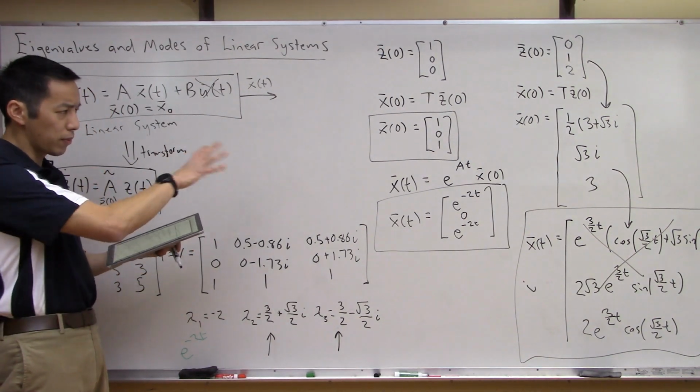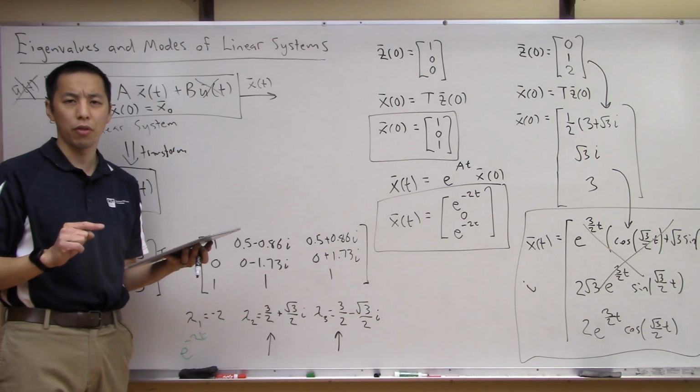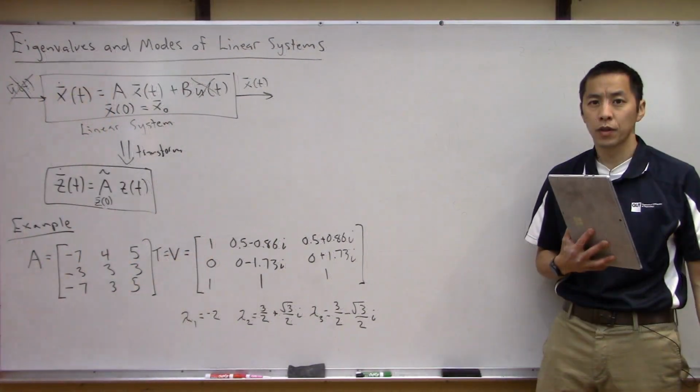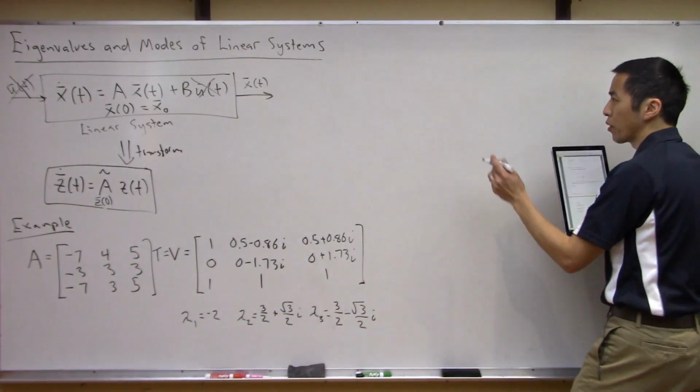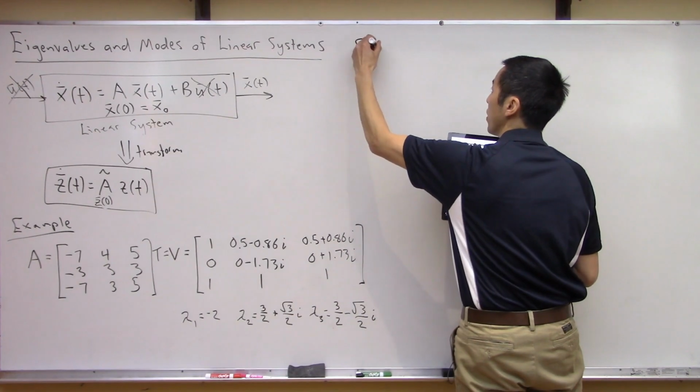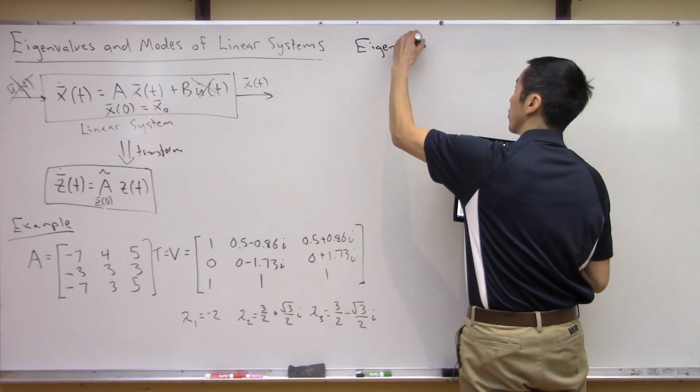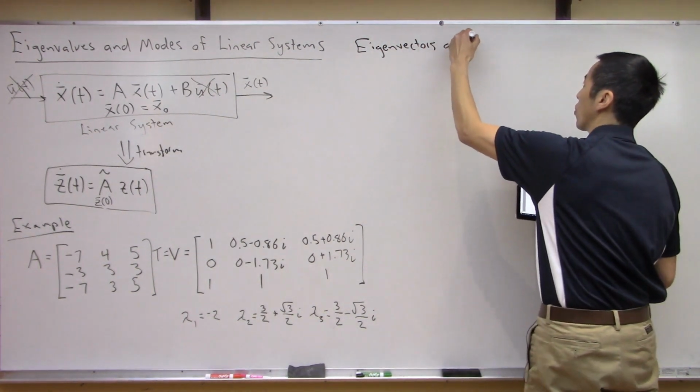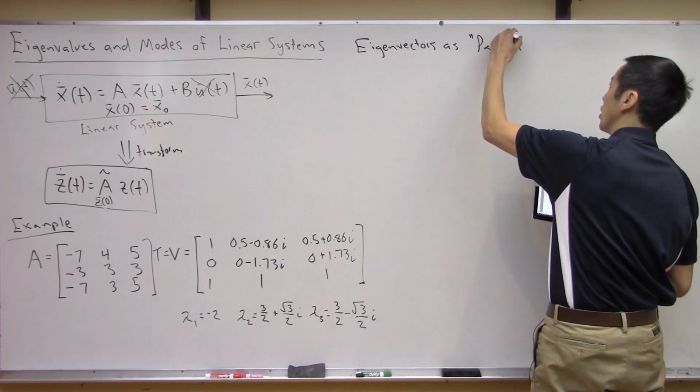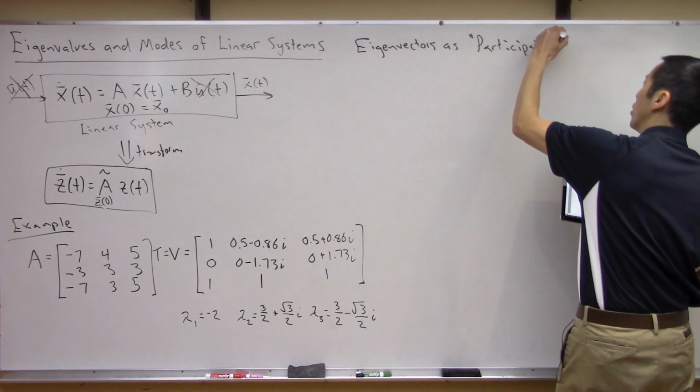Give me a second to get a little bit more space, and I want to talk about one more small item. All right, so I've cleared off half of the board, and the last thing I want to talk about is how we can look at the eigenvectors as sort of, quote-unquote, I'll call them participation factors.